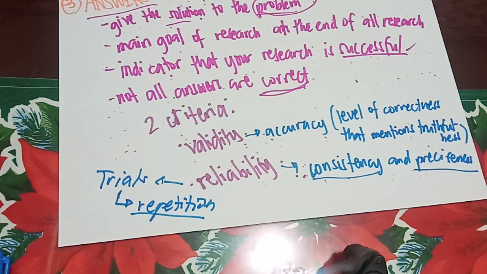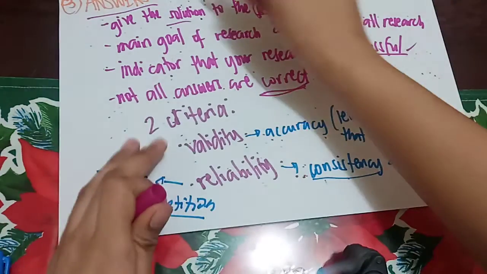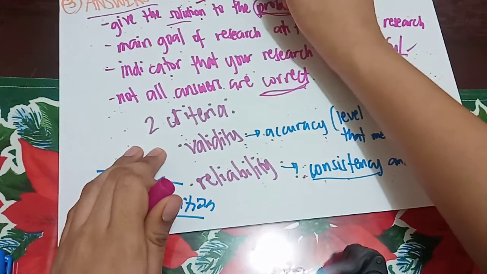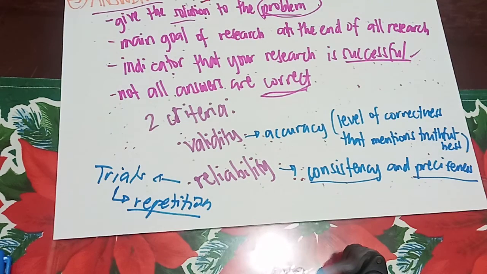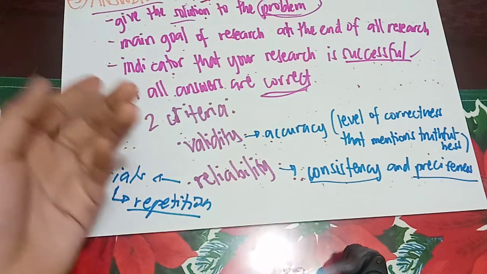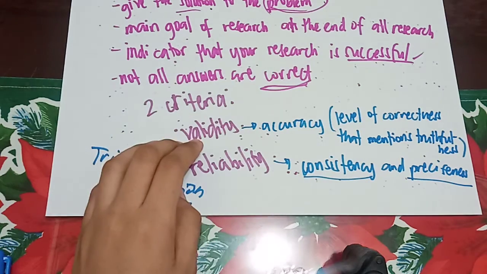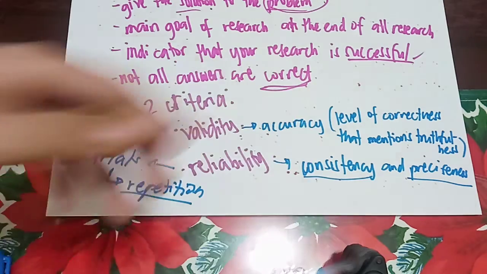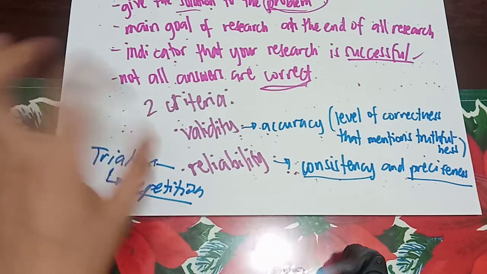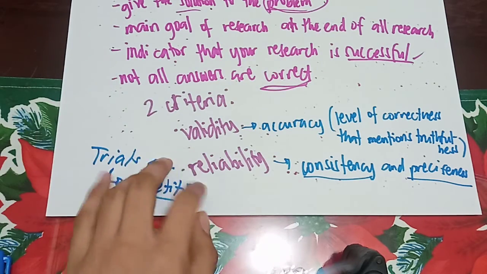Okay? So, meaning to say, this will indicate our conclusion. So, another term for solution is conclusion. Okay? So, to recap once more, answers give a solution to our existing problem, which can be considered as incorrect. Now, to consider the answer as correct, we have two criteria: validity and reliability.